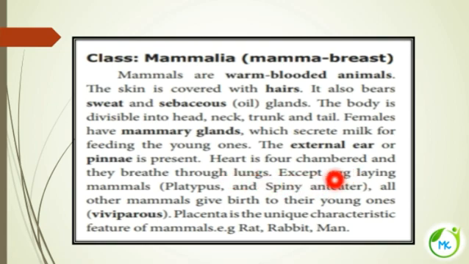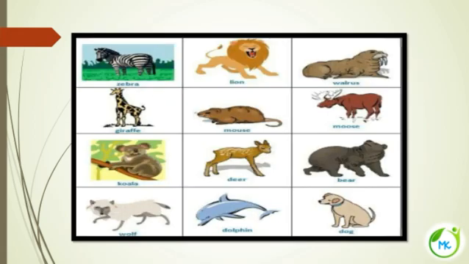And except certain egg-laying mammals, for example platypus and spiny anteater, all the other mammals give birth to their young ones. So this is referred to as viviparous. And the very important unique characteristic feature of mammal is the presence of placenta. So it is a tissue which connects the mother with the child, and it is responsible for providing nutrition to the fetus, that is the young one. Example is rat, rabbit, man. Here you can find few examples of mammals.